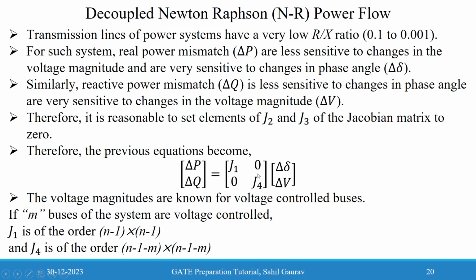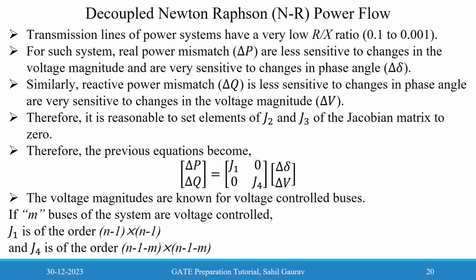We have to make J2 and J3 as 0 because real power mismatch is very sensitive to the phase angle only, and the reactive power mismatch is very sensitive to the voltage magnitude only. In the voltage control bus, the voltage magnitudes are known. So if m buses of the system are voltage controlled and n is the size of the system, then J1 is of the order of n minus 1.